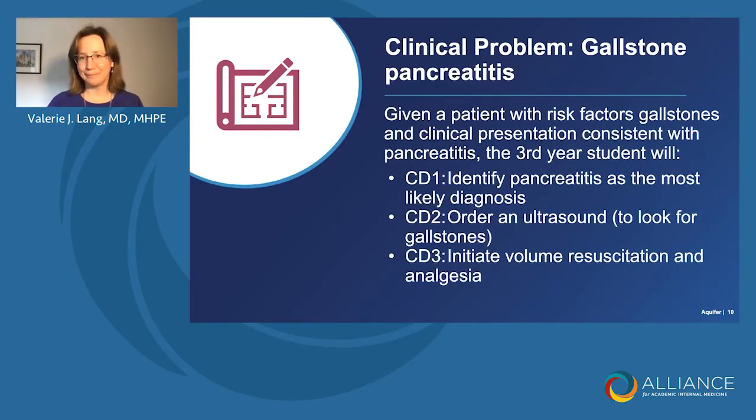So here's an example. The clinical problem is gallstone pancreatitis. And our first step was defining the problem and the key clinical decisions. Given a patient with risk factors for gallstones and a clinical presentation consistent with pancreatitis, a third-year student will make the following decisions. Identify pancreatitis as a likely diagnosis, order an ultrasound to look for gallstones, so they're taking the next diagnostic step, and then initiate volume resuscitation and analgesia, so taking the initial management steps.